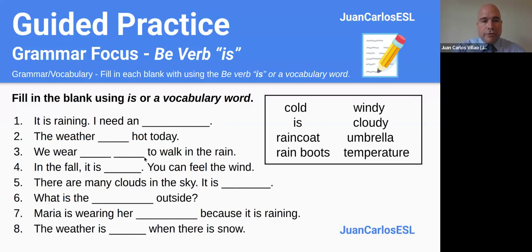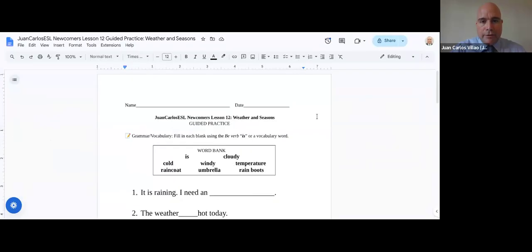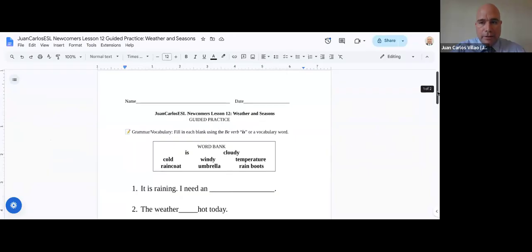So also, just to let you know, before we get into this exercise, you'll have it available for students. I'll share it with you right now. Just give me a moment while I look for it. All right, so this is a guided practice. So again, it could be electronic or it could be printed.